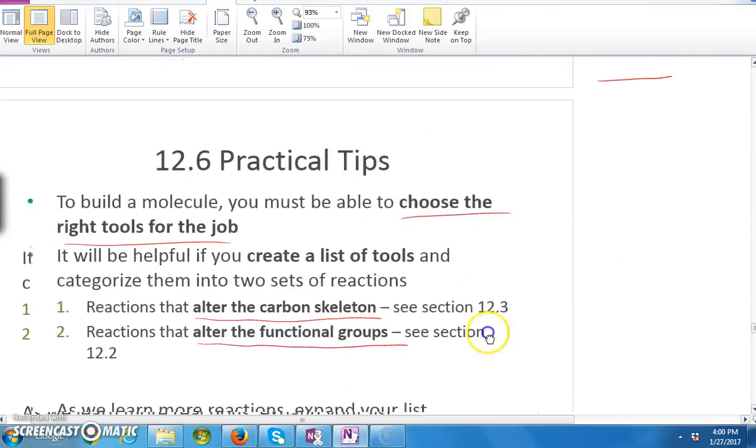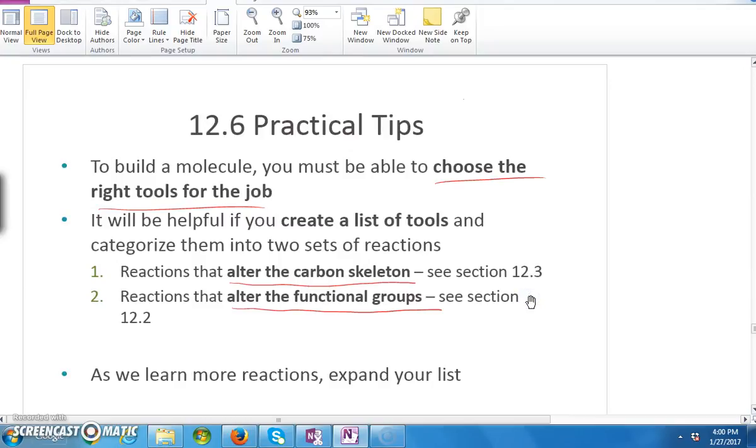To build a molecule, you must choose the right tools for the job. So it is helpful to create a list of tools and categorize them into two sets. Tools that alter the carbon skeleton, that is, increase or decrease the number of carbons, and tools that alter the functional group. So you have to make this distinction. We already looked at one tool that will alter the carbon skeleton, and that's an alkylamide. We're going to look at other tools like the Gilman reagent and the Grignard later on in the semester.